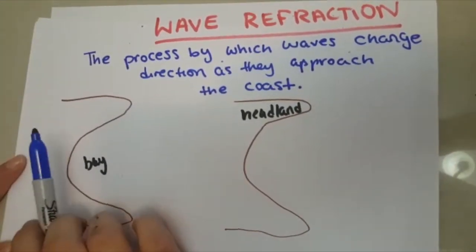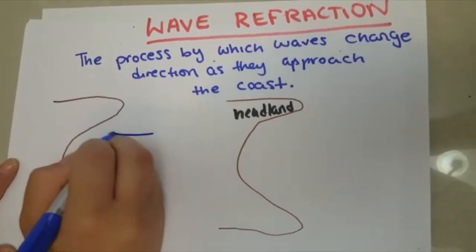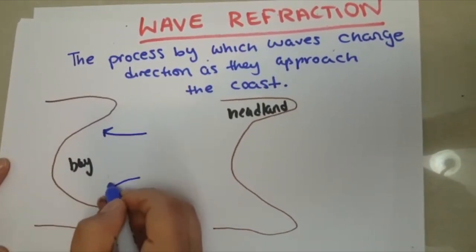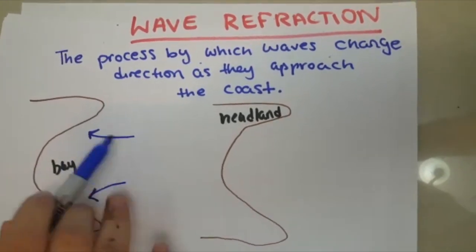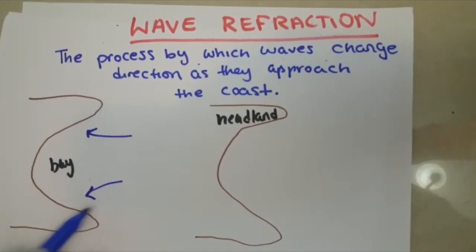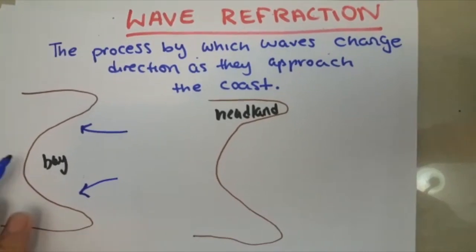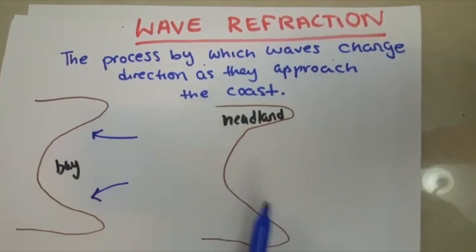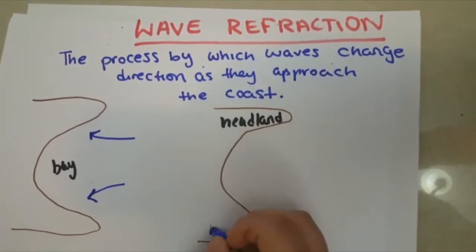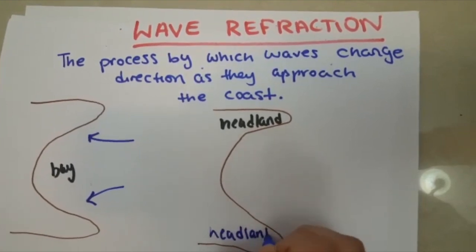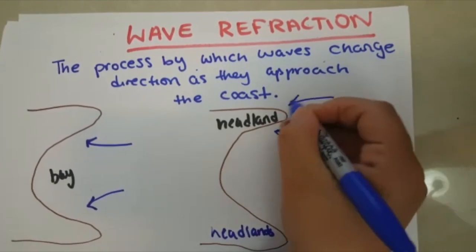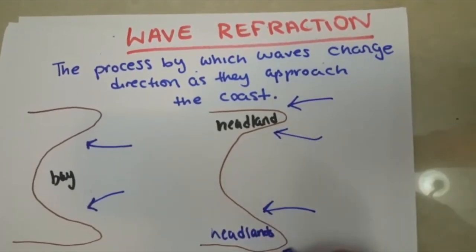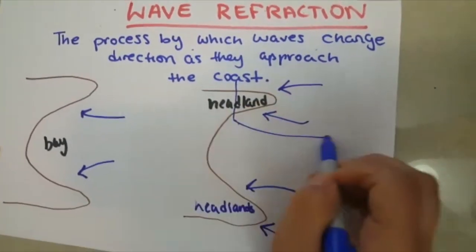In the case of bays, the waves tend to diverge as they approach the bays. That's due to the decreased wave height and the reduced erosive energy, as it's a dome structure. The energy spreads out, and that causes deposition. In the case of headlands, the waves tend to converge as they approach the headlands, as we described earlier.